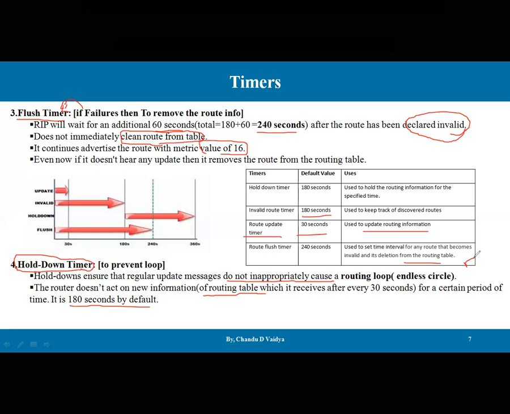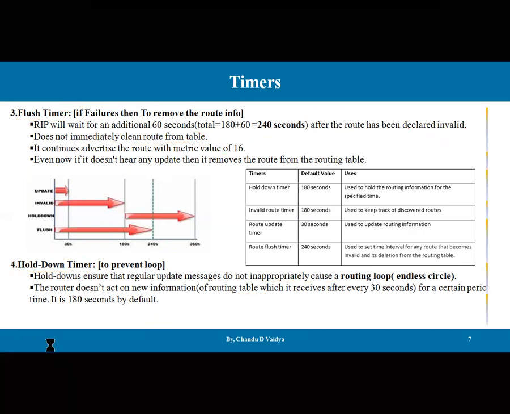So the entry is going to be deleted from that table. So these are the four timers. And this hold down timer is the solution to the count to infinity problem, where the loop is going to be prevented. Only the partial information is going to be sent. These are the timers that are available, guys.